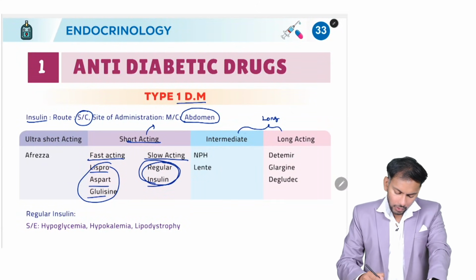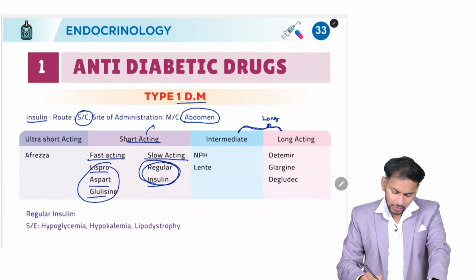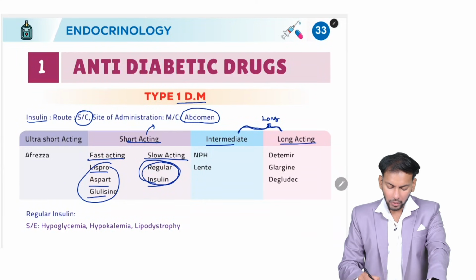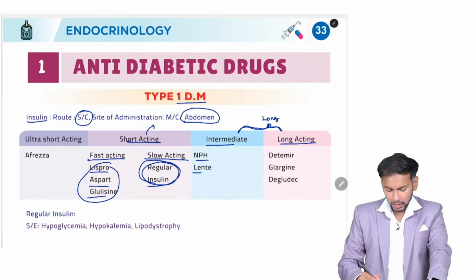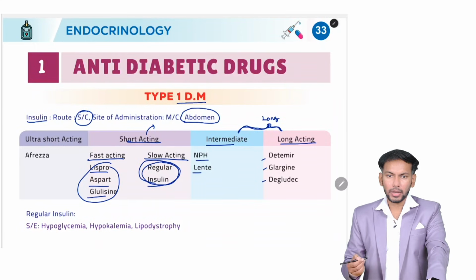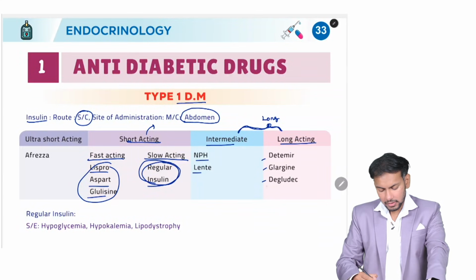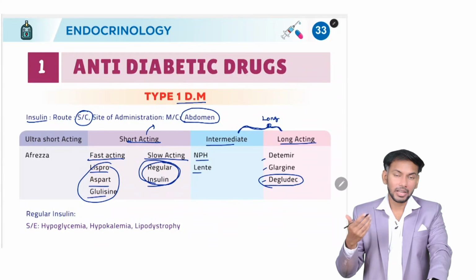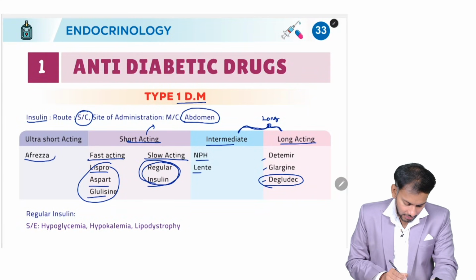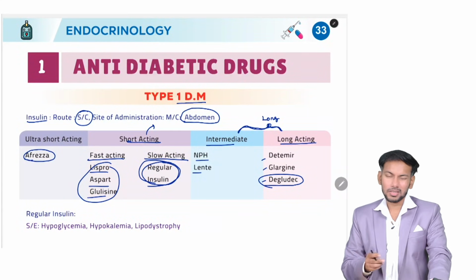Now, coming into the long acting, I've again divided into two, intermediate and long acting. See, in intermediate acting, NPH and Lente. In long acting, you have Detemir, Glargine and Degludec. The longest acting insulin is Degludec. Now, we also have an ultra fast acting insulin, that is nasal insulin. It is Afrezza. This is the latest insulin.